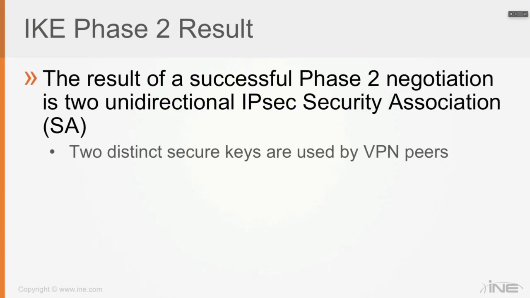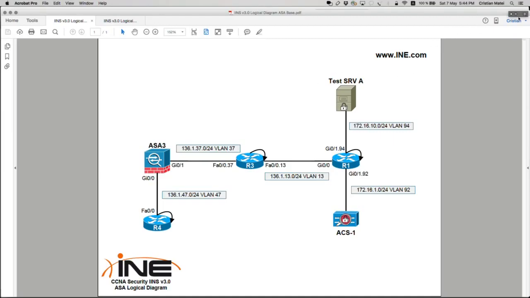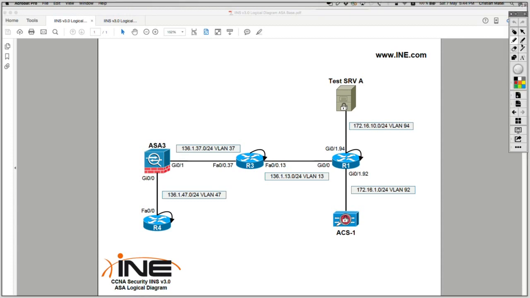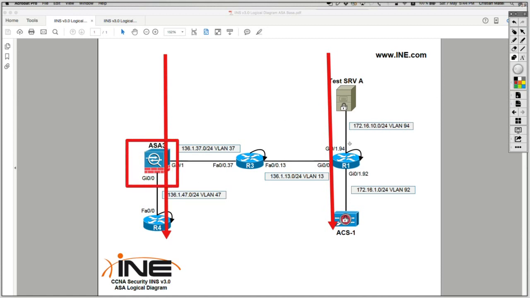Now, phase 2 result: upon successful establishment of phase 2, we end up with 2 unidirectional IPsec SAs, because both sides are going to use different keys to secure traffic sent through the IPsec tunnel. Now, this doesn't mean that I'm going to have asymmetric encryption in there. So what's going to happen if we look up again into that example as before? We have those 2 sites of ours, site A and site B, and we want to bring up an IPsec tunnel between ASA3, those are my VPN gateways, ASA3 and router 1.